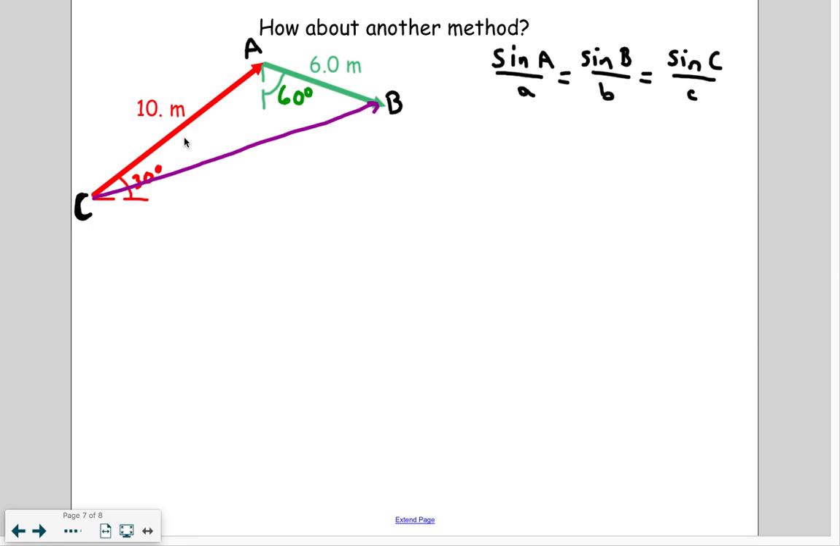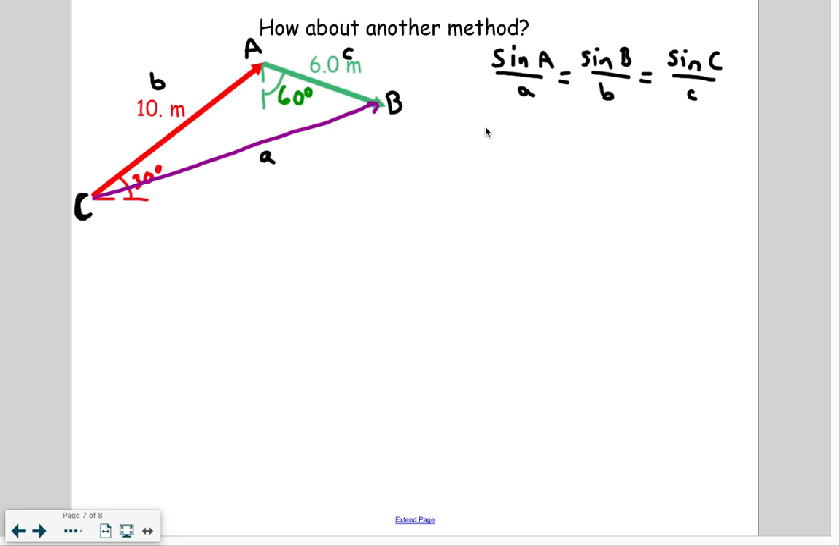You'll notice that I labeled the angles as the capital letters, which means that the sides, so this purple side, is going to be little a. This red side is going to be little b, see how it's across from angle B. And across from angle C, which would be not the 30, but actually just this little guy inside here, is going to be little c.